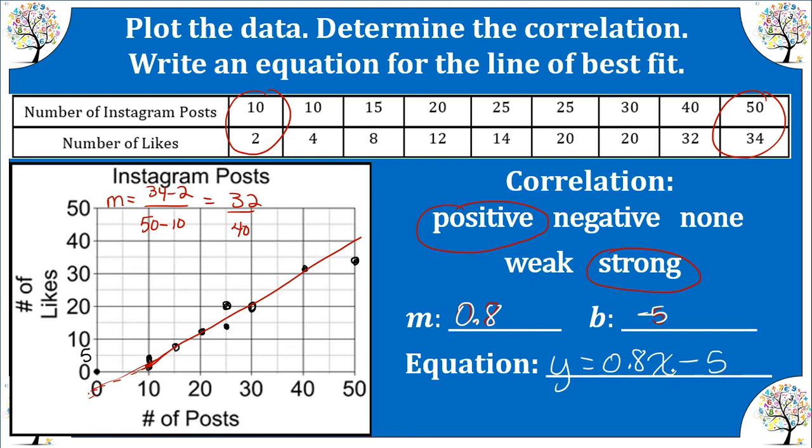And then if we wanted to find out how many likes we would get in 100, okay, if we had 100 posts, how many likes according to our trend line and according to our line of best fit, it looks as though we would have 75 likes.